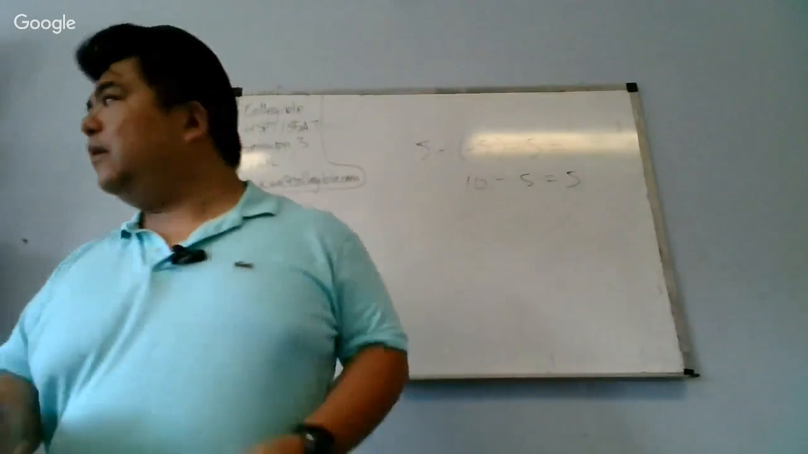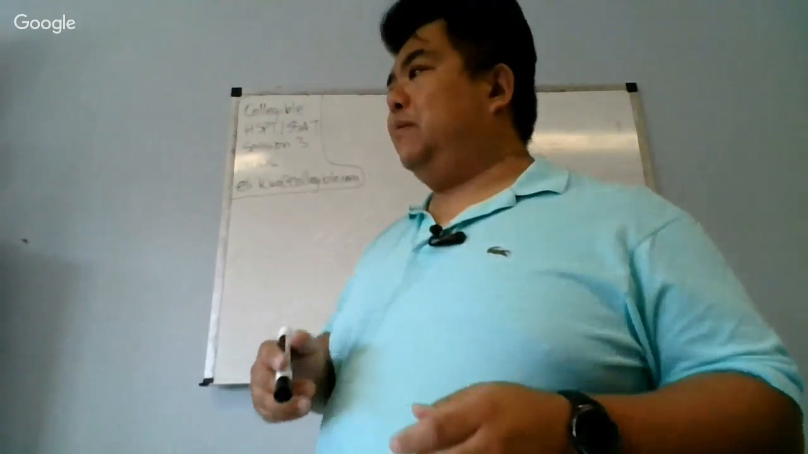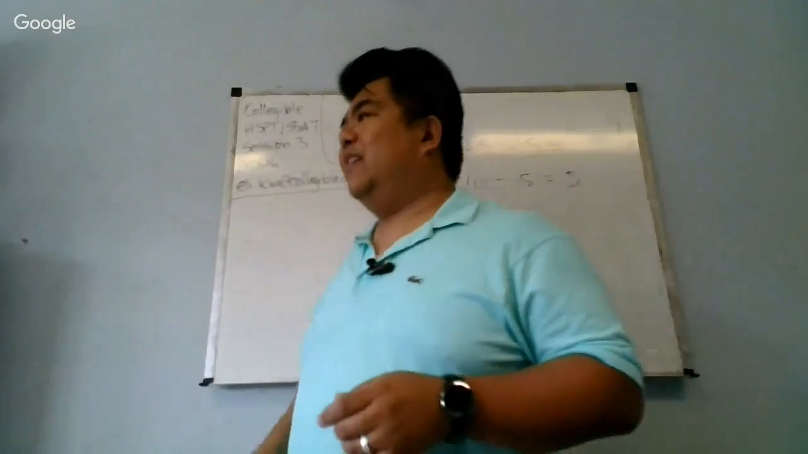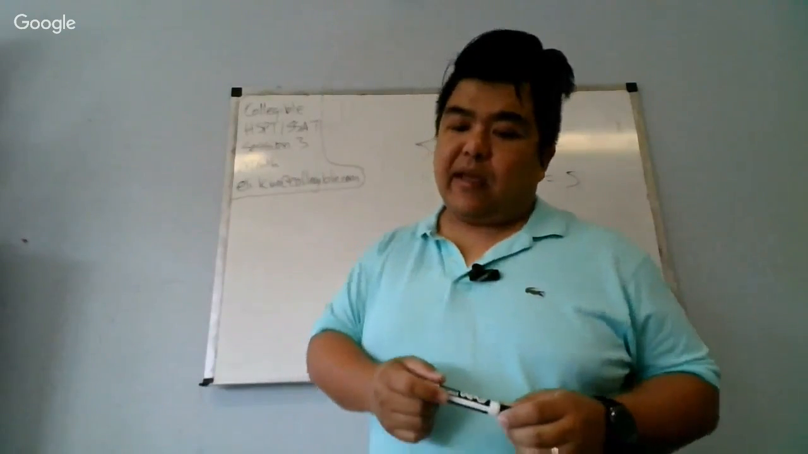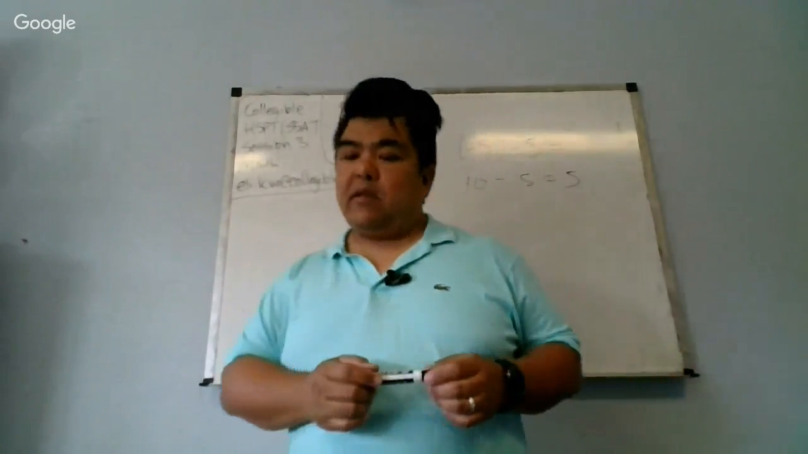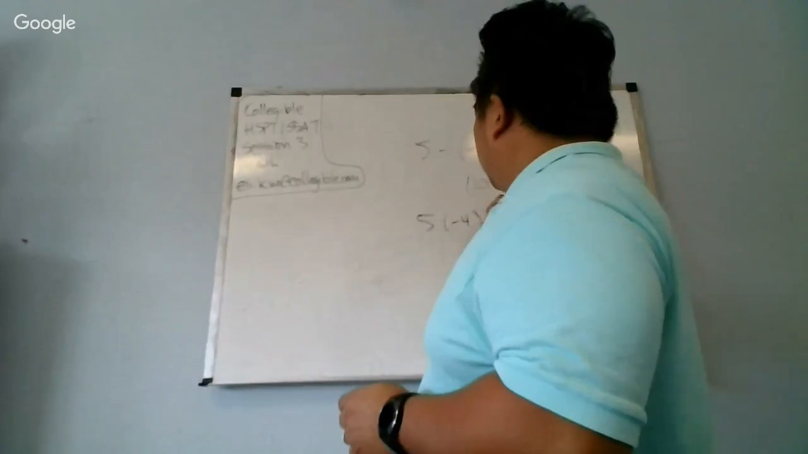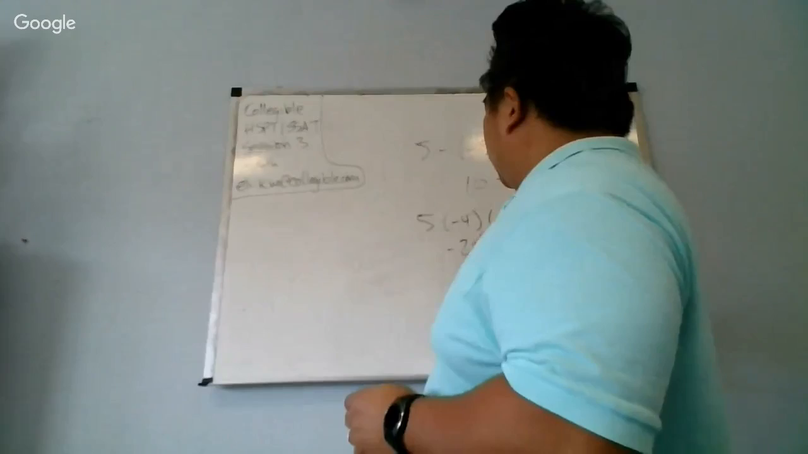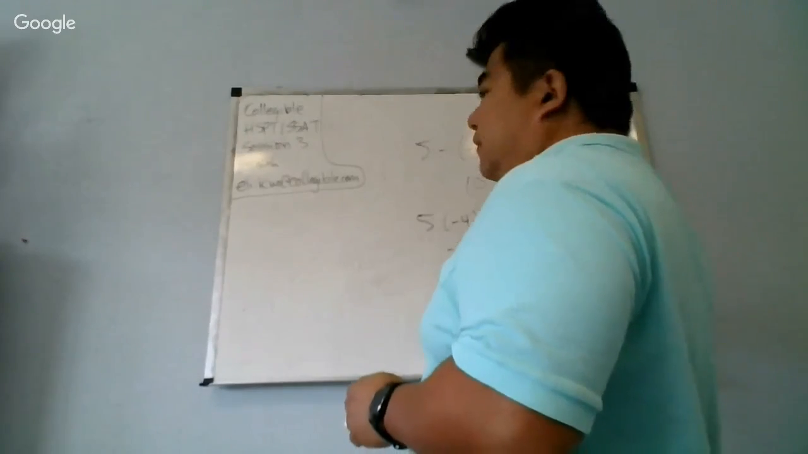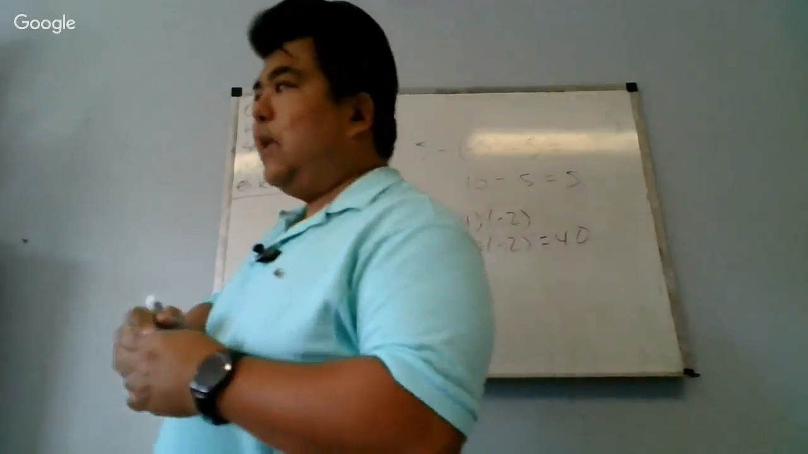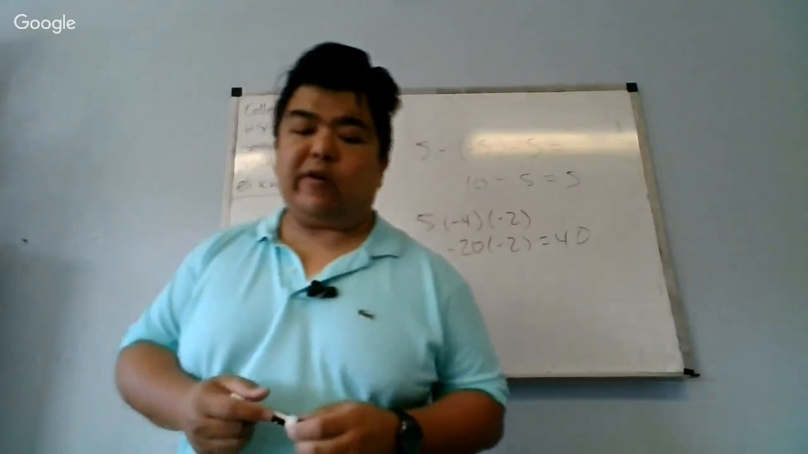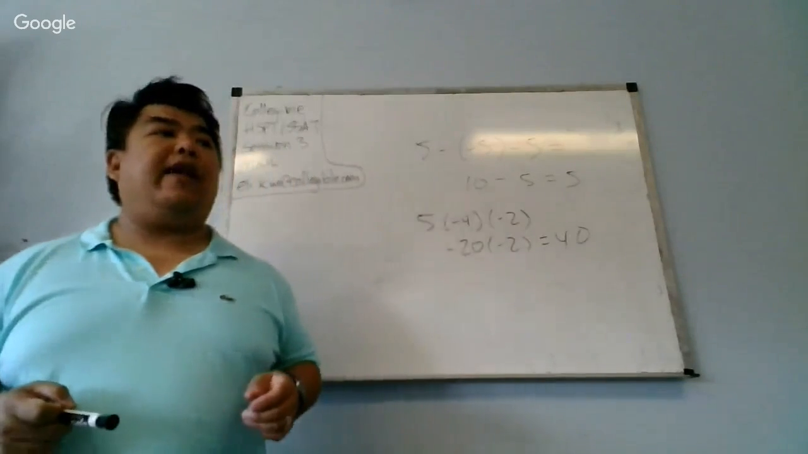Jason, you want to do the next one? Okay, go ahead. 5 times negative 4 is negative 20, times negative 2, that's positive 40. Right, so you went negative 20, negative 2, positive 40. Correct. Thank you for volunteering, Jason. We want to hear more. So, correct, 40 on that one.